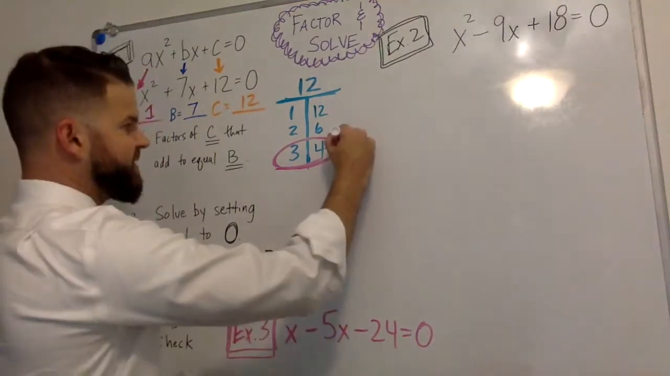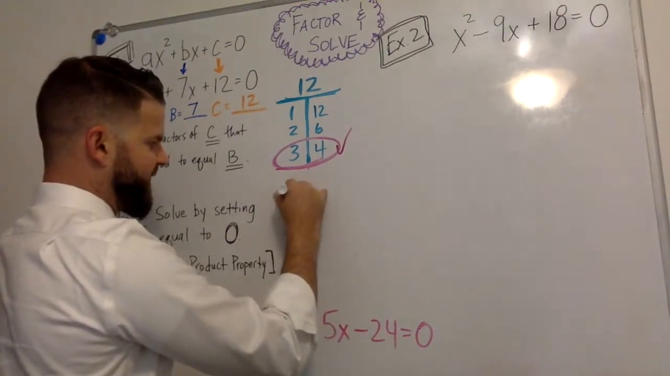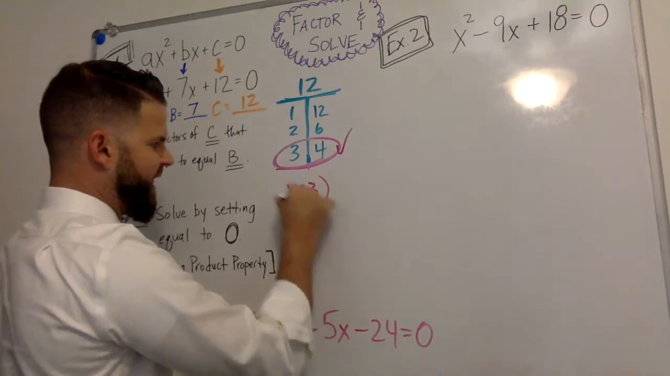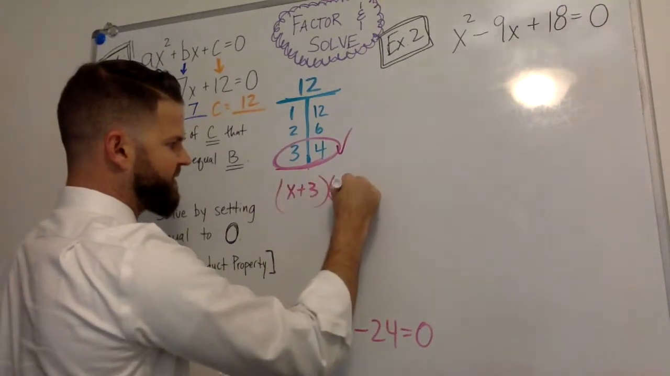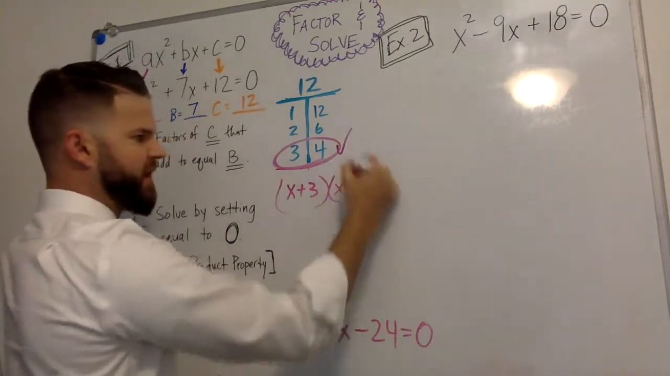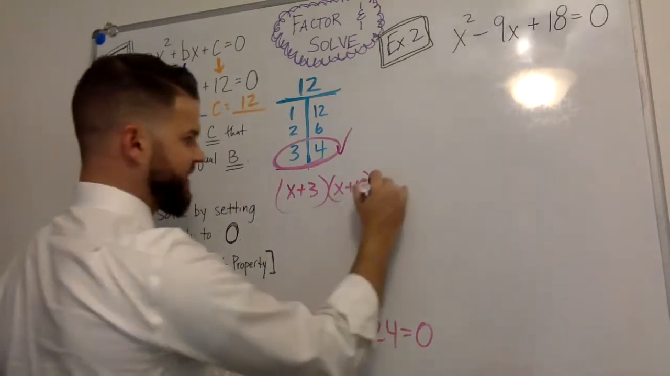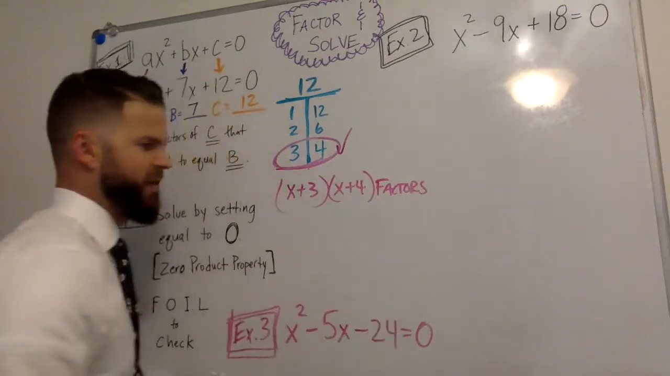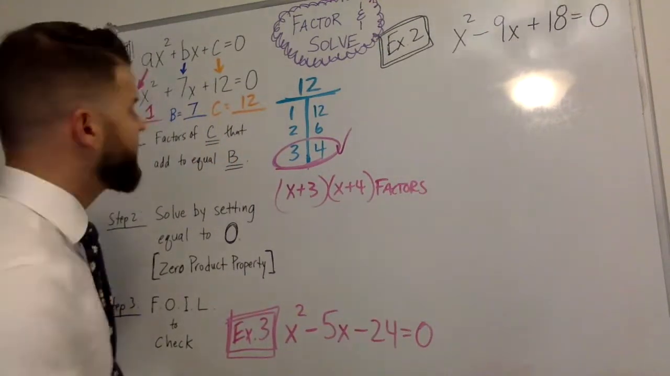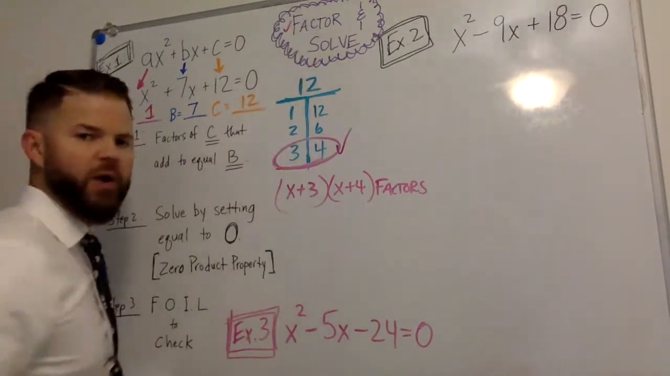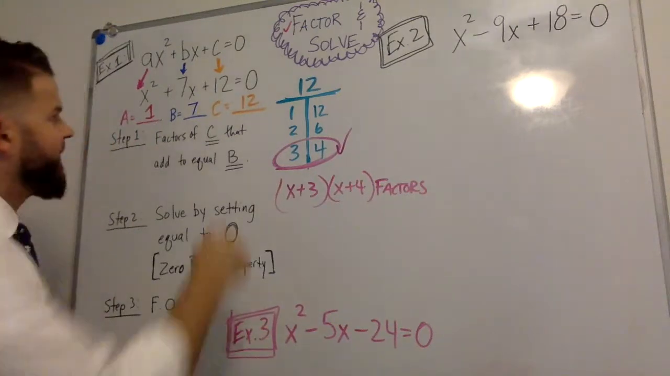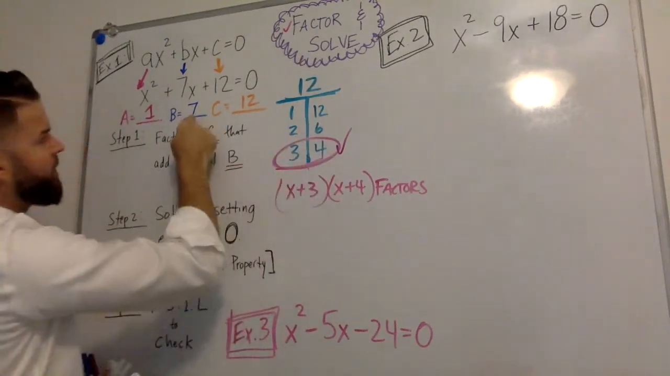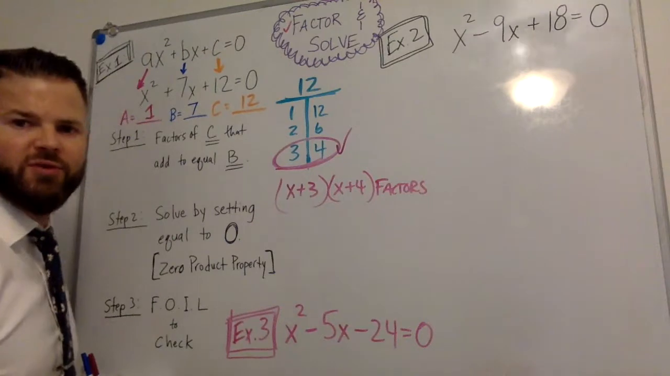So these guys here are going to become my factors. So if that's a positive 3, show me in factored form in little parentheses. All right? If that's a positive 4, put him in parentheses. These guys here are going to be my factors. These are my factors. I found them. So when it says factor and solve, man, I'm halfway home. So a quick recap, I found factors of 12 that added up to equal 7. Here they are, those are my factors.